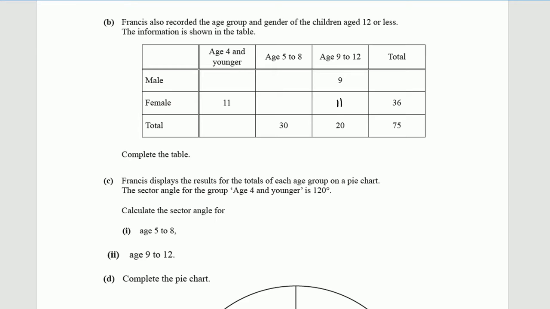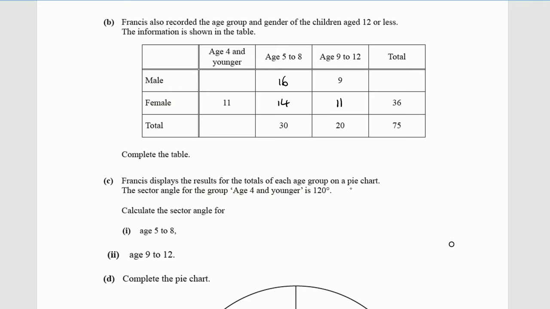And now every number we add into this table is going to give us another row or column that we can work out. So for instance, I've got 11 and 11, which makes 22, but the total for this column is 36. So I'm going to need another 14 to make it up to 36. If the total for this column is 30 and there's 14 females over here, we must have 16 above.